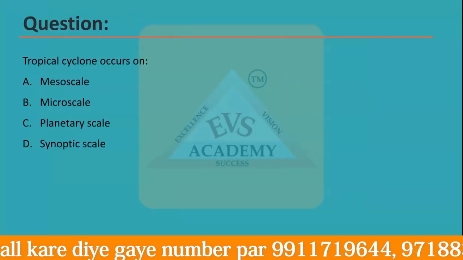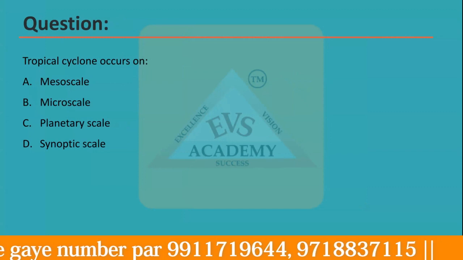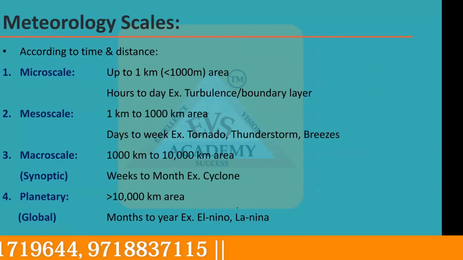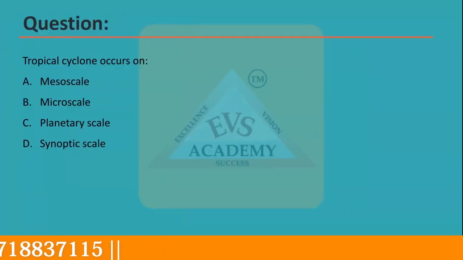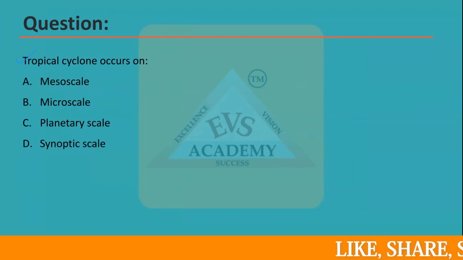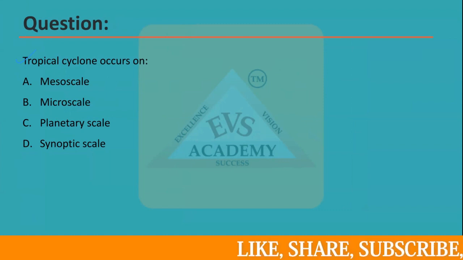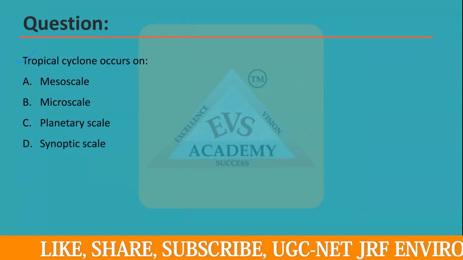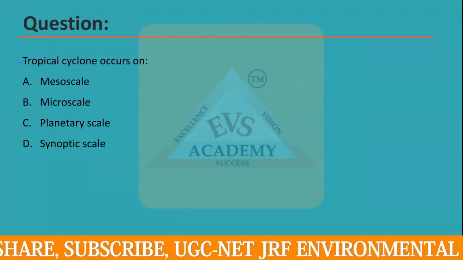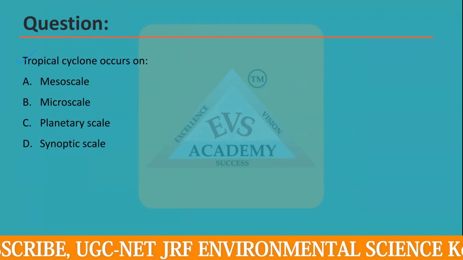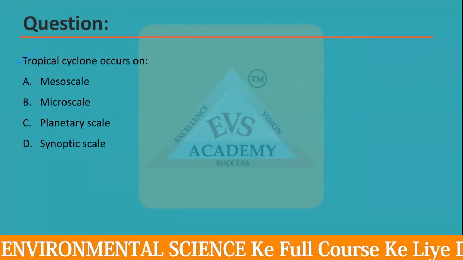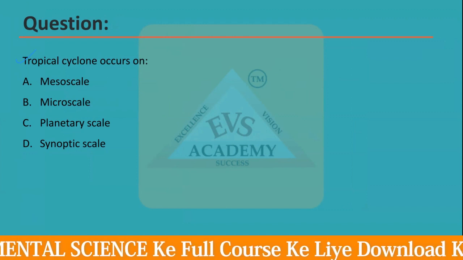Now let's see what kind of questions they form from the meteorological scales. In past years' papers, you can find: tropical cyclone occurs on which phenomena? First we have micro, second meso, then the macro or synoptic, and then the planetary. Planetary examples are only two, El Nino and La Nina, and below that we have the macro scale or synoptic scale, under which the tropical cyclones also come.